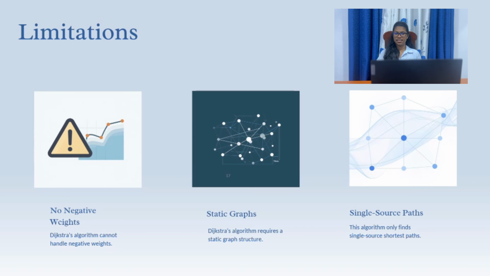As we discussed earlier, there are some limitations. No negative weights. This algorithm cannot handle negative weights. The second one is static graphs. That means this requires a static graph structure. Our third limitation is single source path. That means this algorithm only finds single source shortest paths.